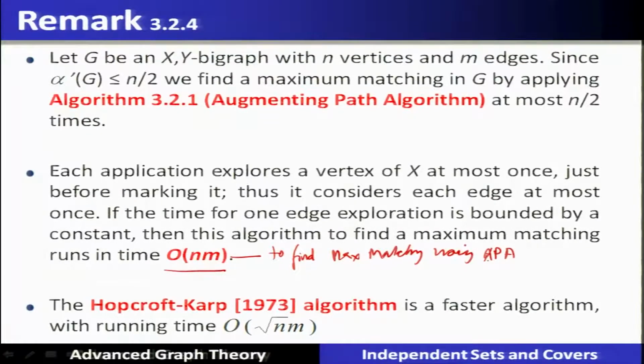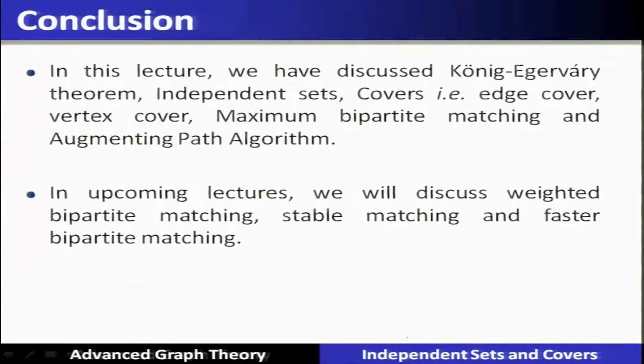There is another algorithm given by Hopcroft and Karp. This is the faster version of the algorithm which runs in a quicker time, that is of the order root n times m, which is less than this particular time. So, we will see this algorithm in later classes.